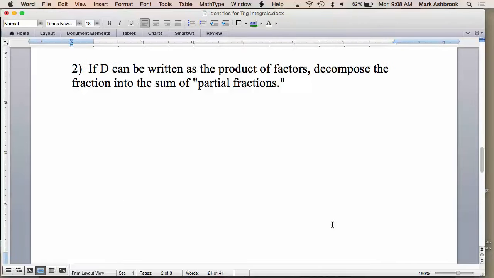Okay, so the next thing is, I should have said if n is less than d, and I can just type that in. Why don't I just type that in?